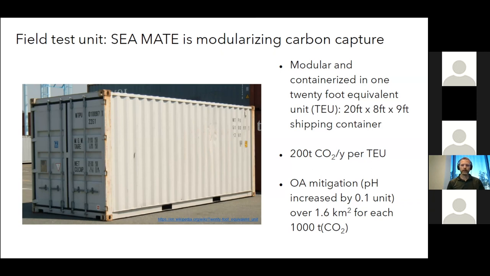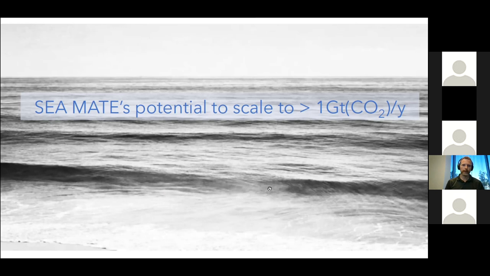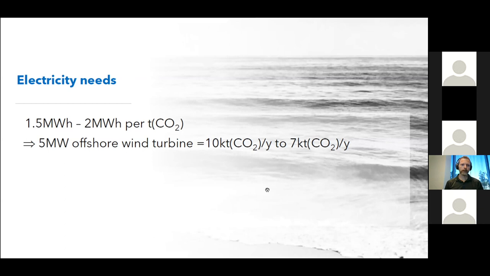the pH, the ocean acidification mitigation, the OA mitigation associated with that drawdown would be increasing the pH by 0.1 units over about 1.6 square kilometers. So just to connect the scale of the CO2 drawdown with the OA mitigation of the process. So now I want to talk a little bit about an important question, which is to have any meaningful impact on climate, you need to be able to scale whatever it is you're working on to something like 1 gigaton of carbon dioxide per year. So let's talk about that a little bit.